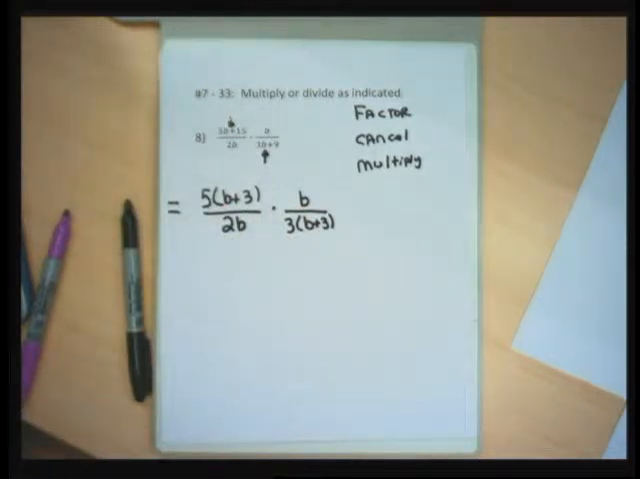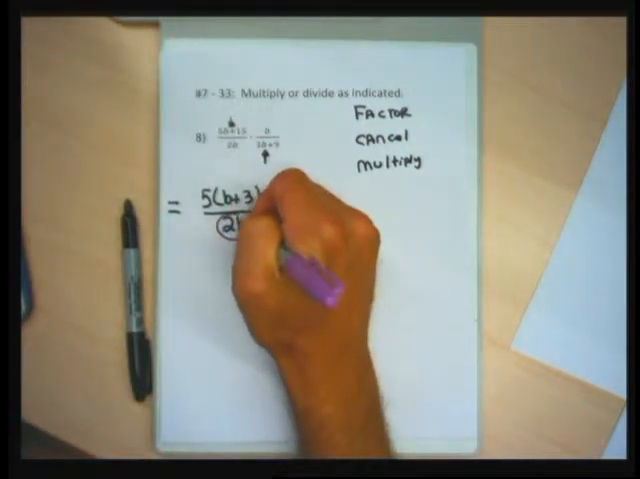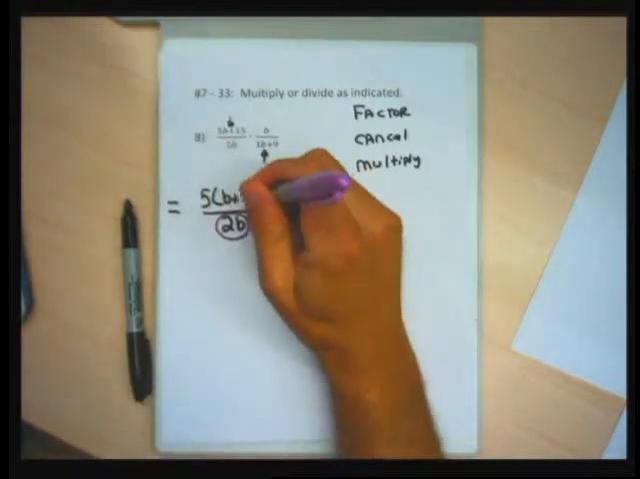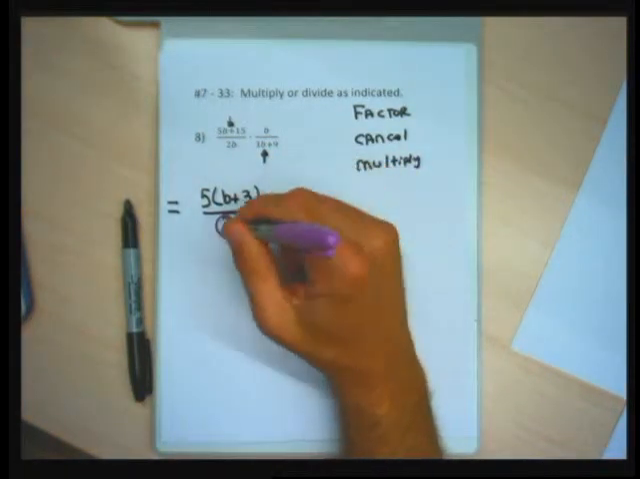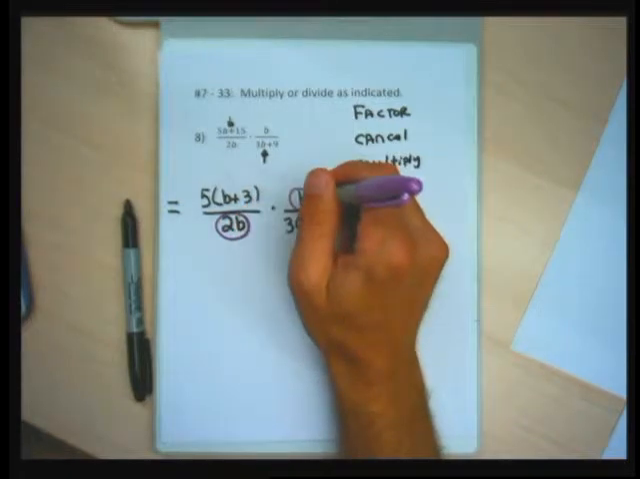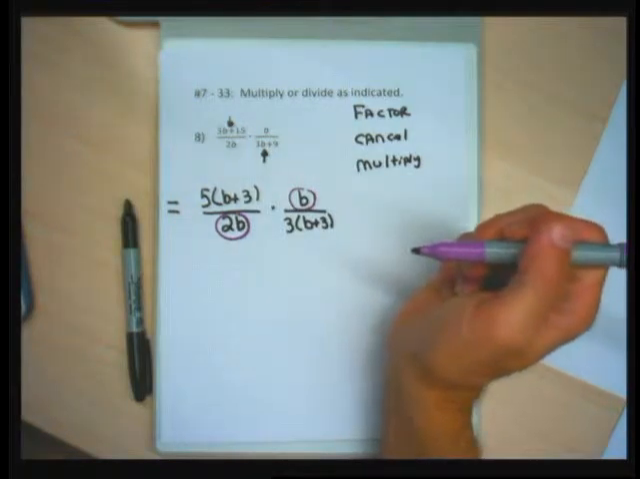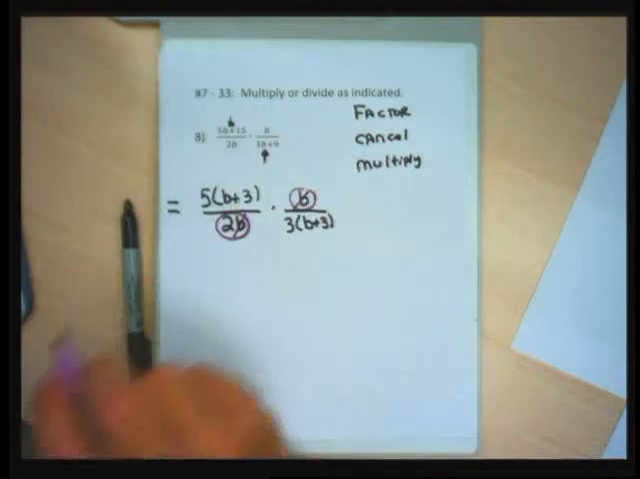Now I look at the denominators and see if any denominator can cancel with the numerator. This 2b can cancel only with b's that don't have adding or subtracting between them. So the 2b couldn't cancel with a b plus 3, but it could cancel with a single b. Even though this has a 2, that doesn't have a 2, because both of them have b's without adding or subtracting, you can cancel the b's. So I'm going to cancel that b and cancel that b.